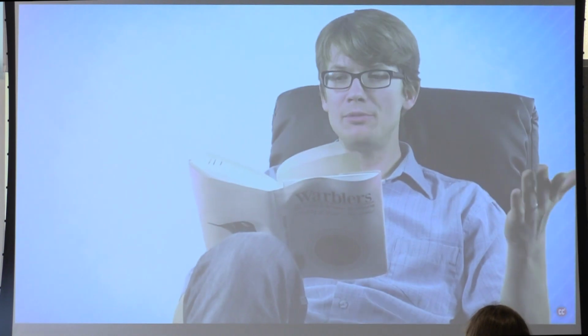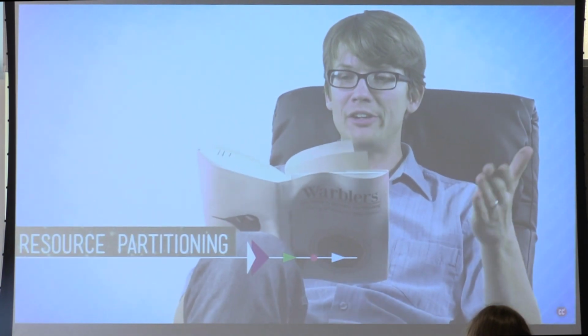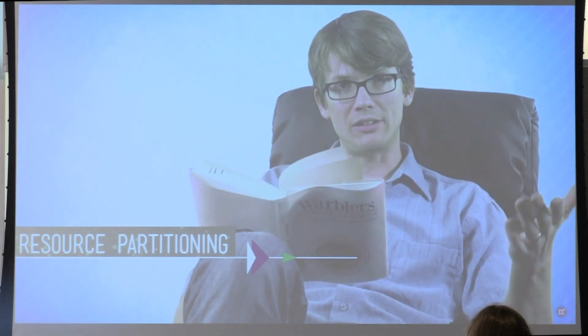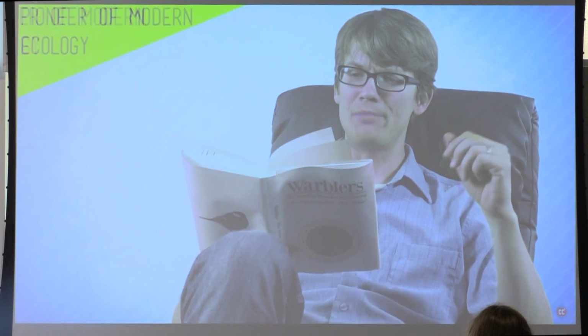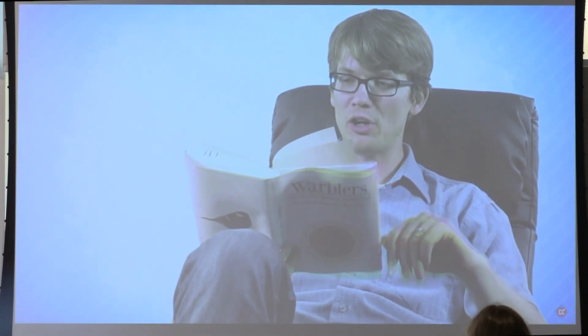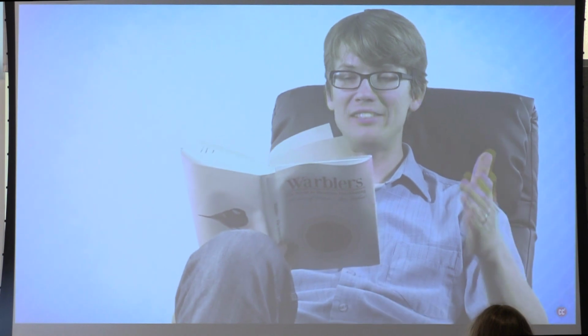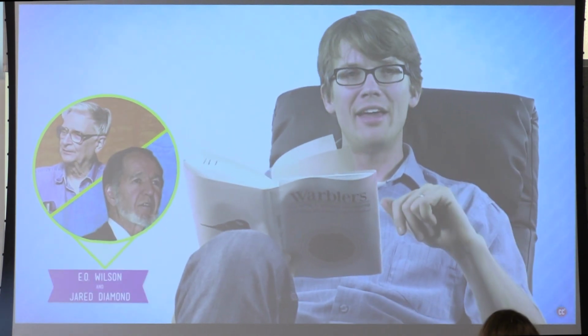The phenomenon he observed is now known as resource partitioning, when similar species settle into separate niches that let them coexist. Thanks in part to this discovery, MacArthur became known as a pioneer of modern ecology, encouraging curiosity and hypothesis-driven research, championing the use of genetics and ecological study, and collaborating with biologists like E.O. Wilson and Jared Diamond.